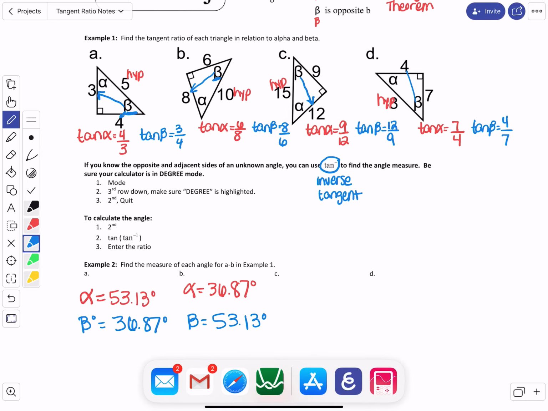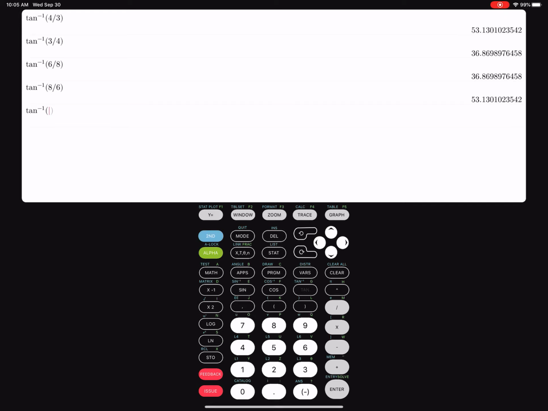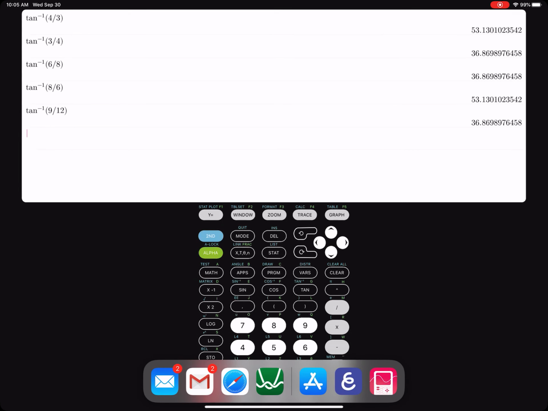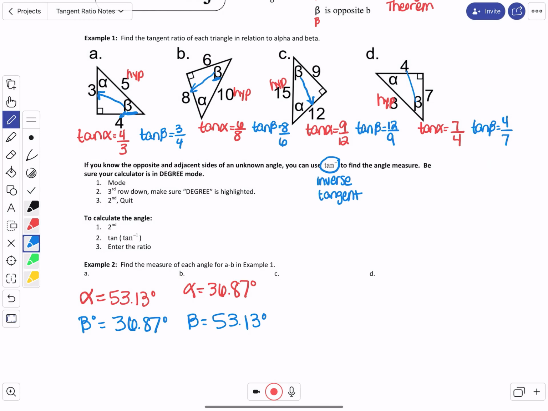All right, so for C, I would do second tangent of 9/12, 36.87. A lot of these are the same fractions, they would reduce to the same fraction, so it kind of makes sense I'm getting the same thing over and over. So let's see here. So alpha is 36.87 degrees. So it only makes sense that beta is 53.13 degrees. I'm just going to skip that one because I know it's going to be the same. Now D is going to be different.